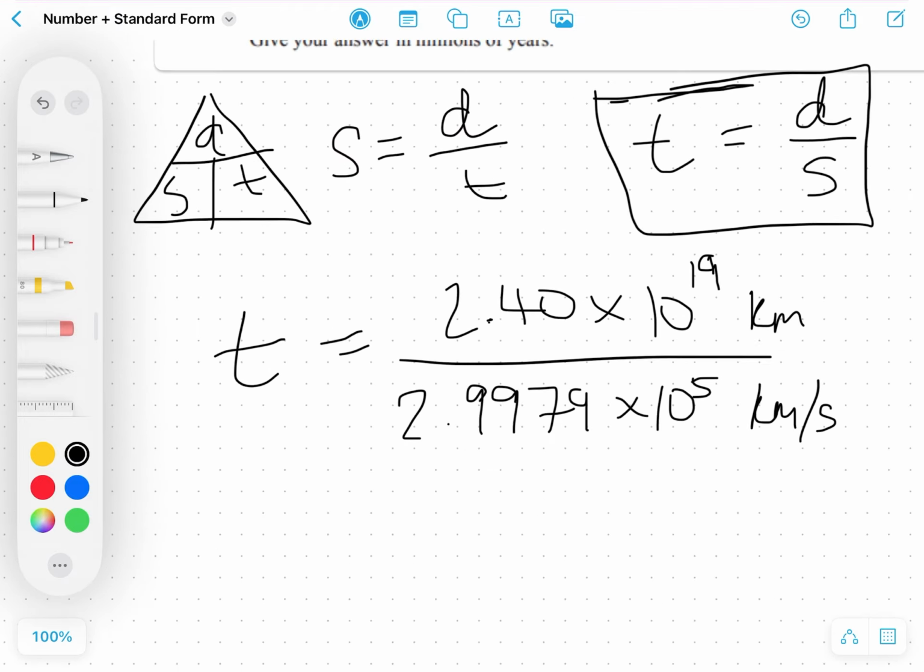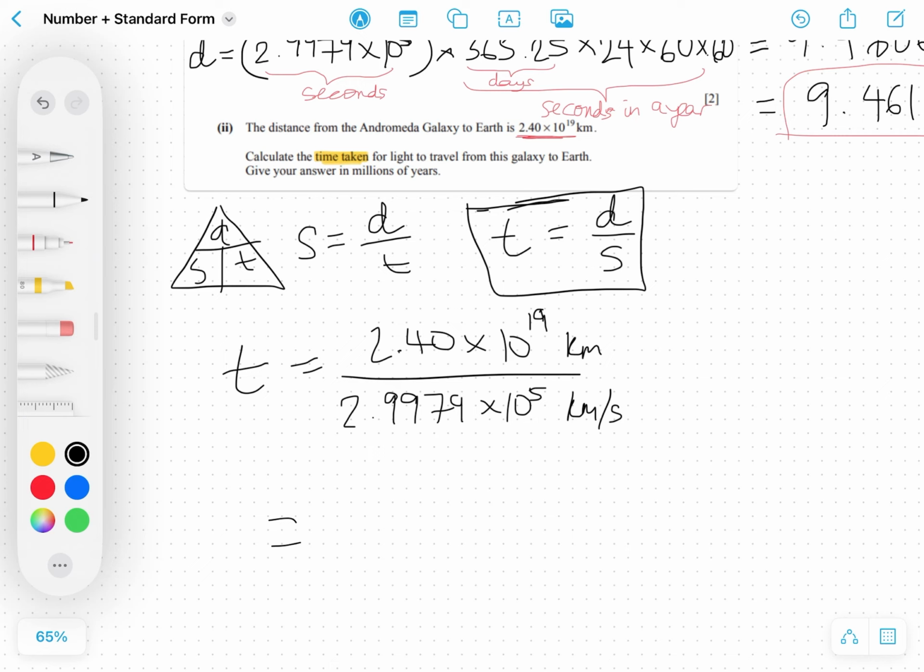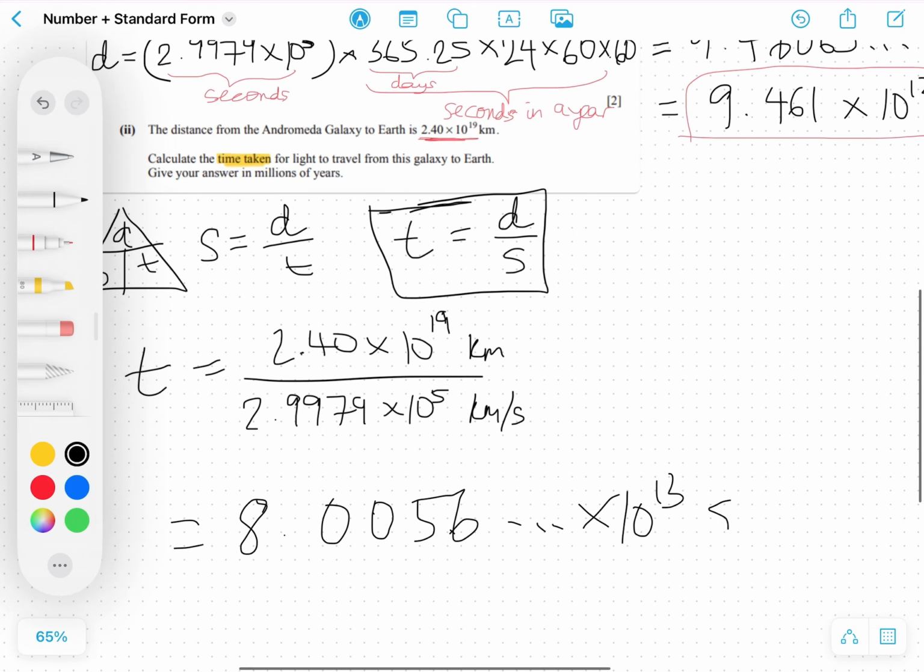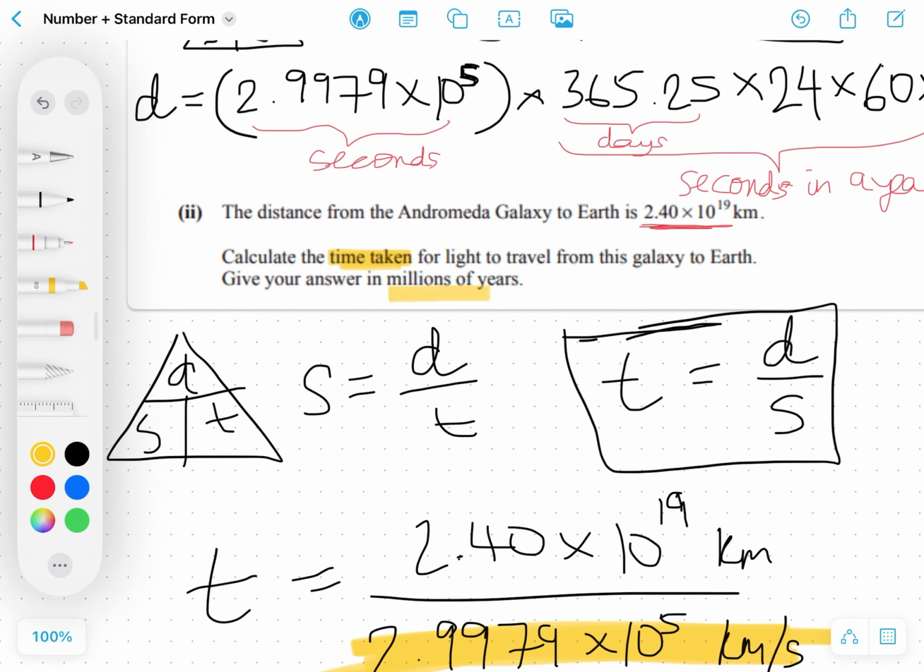And this is kilometers. So now we should do the calculation, and the calculator should give you an answer of 8.0056... times 10 to the power of 13, and the units is seconds. Since the speed we gave here is in terms of kilometers per second, but it's asking us for the answer in millions of years.